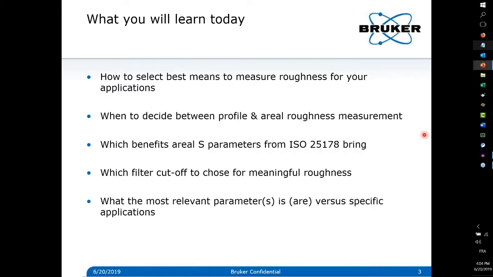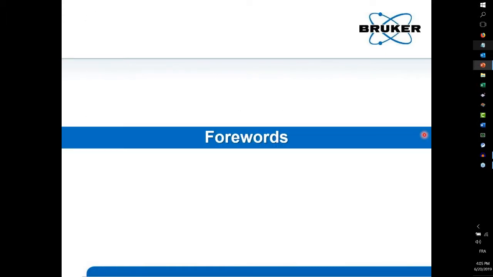Also, in a pragmatic way, whenever we discuss roughness, there is a need to use a cutoff and make sure we define this cutoff according to the applications. So you will learn also a methodology on how to select this cutoff. And last but not least, you will see a series of concrete examples where the most relevant parameters will be aligned versus and correlated versus functionalities.